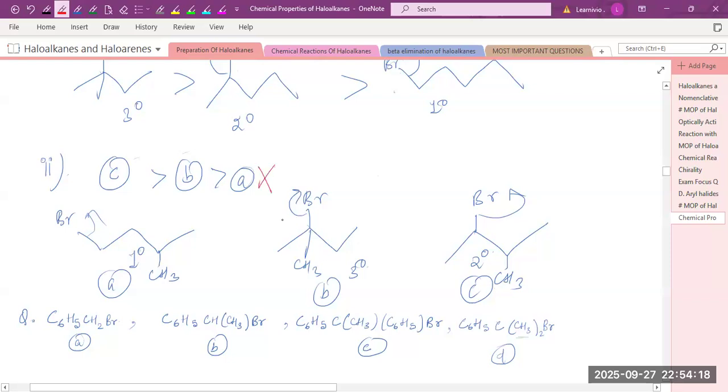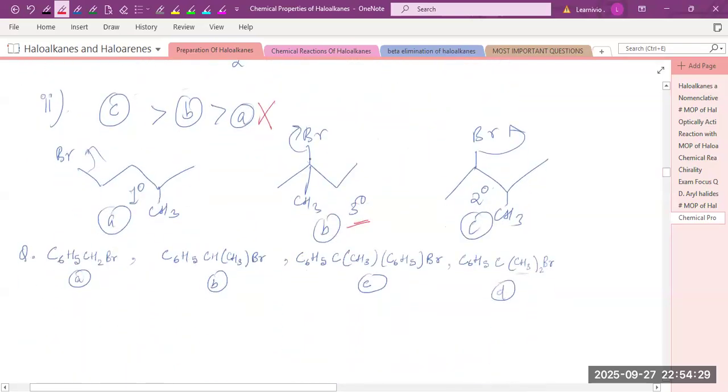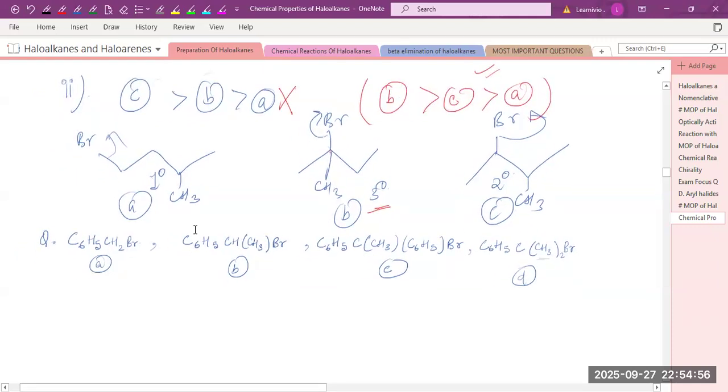B will have the most reactivity because in B you can see this is the tertiary one. B molecule is 2-bromo-2-methylbutane. When you remove this bromine, you will get the tertiary carbocation, right? Tertiary is most stable. So what will be the order here? B will be the most reactive towards SN1. After B, the secondary one, C, and after that the primary one, which is A. So that's the order, not this. Okay, Ali? Okay, corrected.